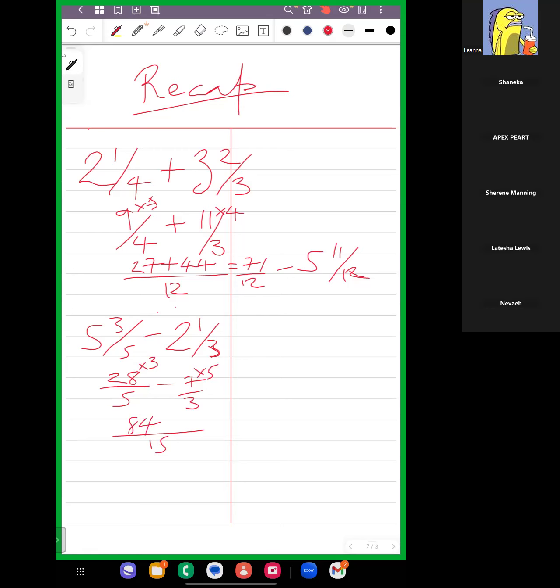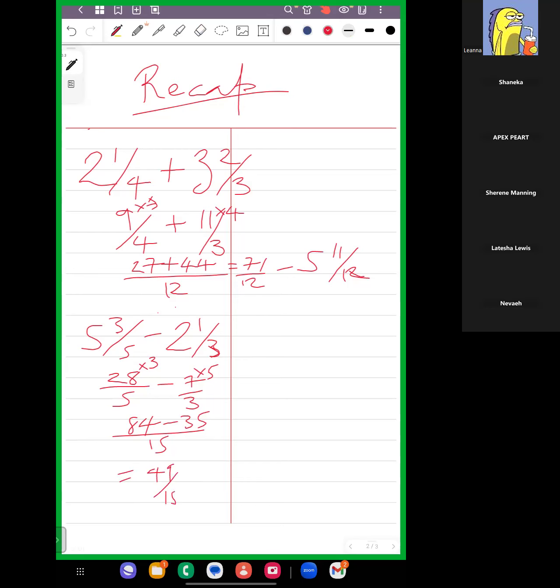And 5 multiplied by 7, pardon me, gives us 35. And so by simply subtracting the two numbers on the line, 84 minus 35, that's going to give us 49. And that will be all over 15. Once again, we end up with an improper fraction as our penultimate answer. So we end up with 49 over 15.